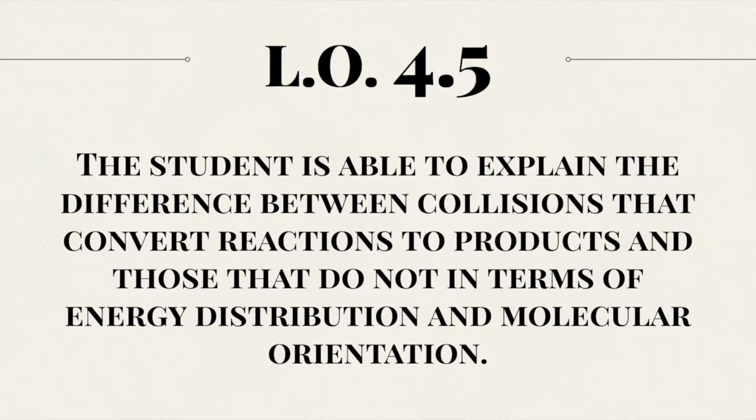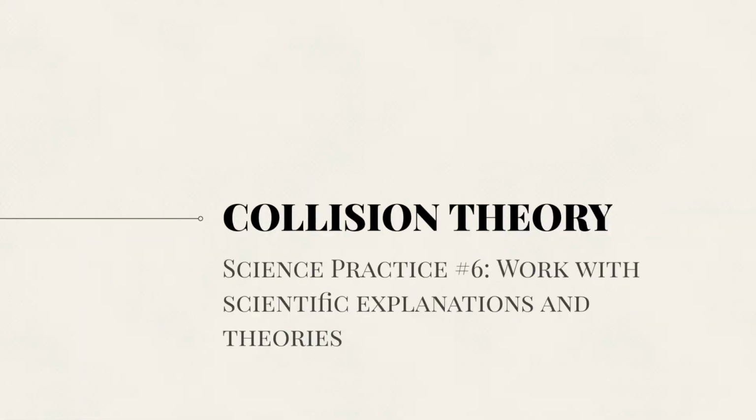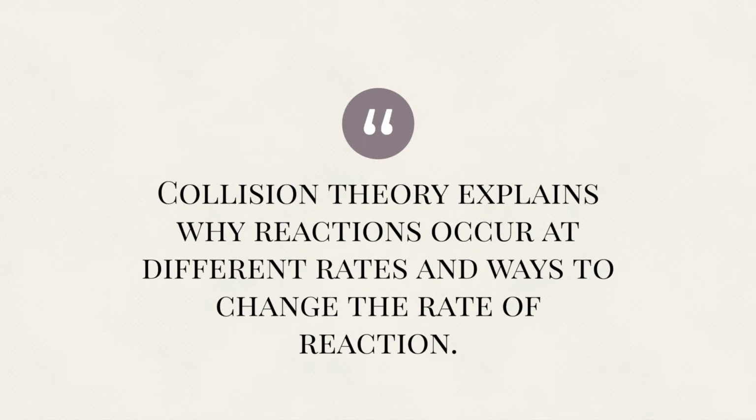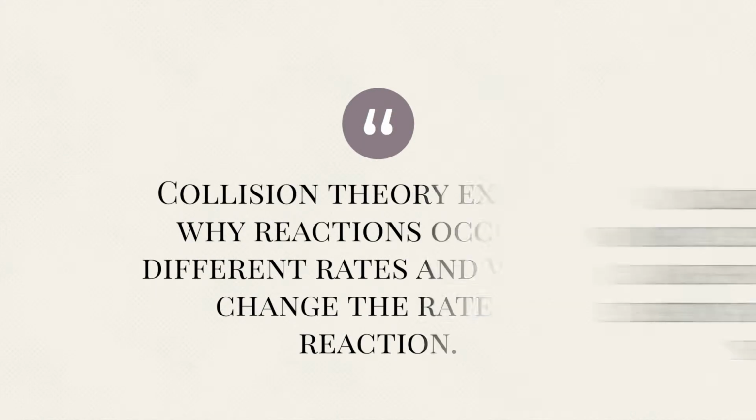In this video, I will explain the difference between collisions that convert reactants to products and those that do not in terms of energy distribution and molecular orientation. I will be using science practice number 6 to explain how collision theory helps to differentiate effective and ineffective collisions. Collision theory explains why reactions occur at different rates and ways to change the rate of reaction.